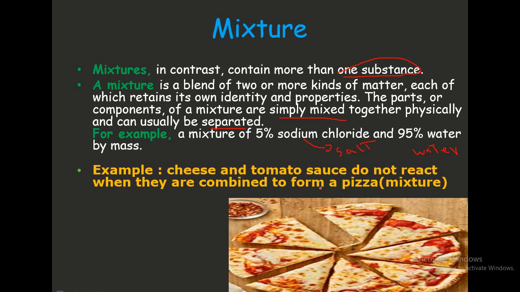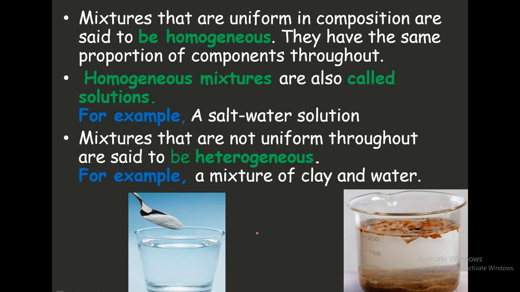Another example, cheese and tomato sauce in the pizza. You can observe the cheese and tomato sauce, and we can separate them. You can separate the cheese from the tomato. So it's a mixture. We have two kinds of mixture, homogeneous and heterogeneous.